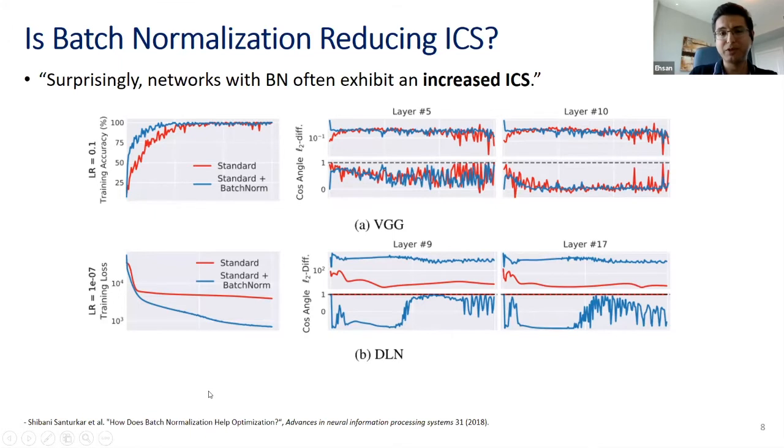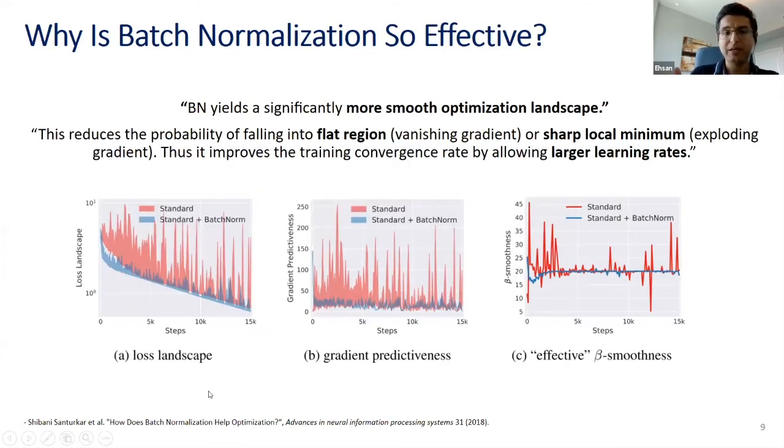So then what's really happening? They show in this paper that batch normalization yields a significantly smoother optimization landscape. And probably this is the secret behind batch normalization and how it helps our optimization. They use multiple metrics to quantify the smoothness of this optimization landscape, for example the loss landscape, gradient predictiveness, and beta smoothness. Based on that, as you can see, these red curves belong to the standard, and these blue curves belong to the standard plus batch normalization.